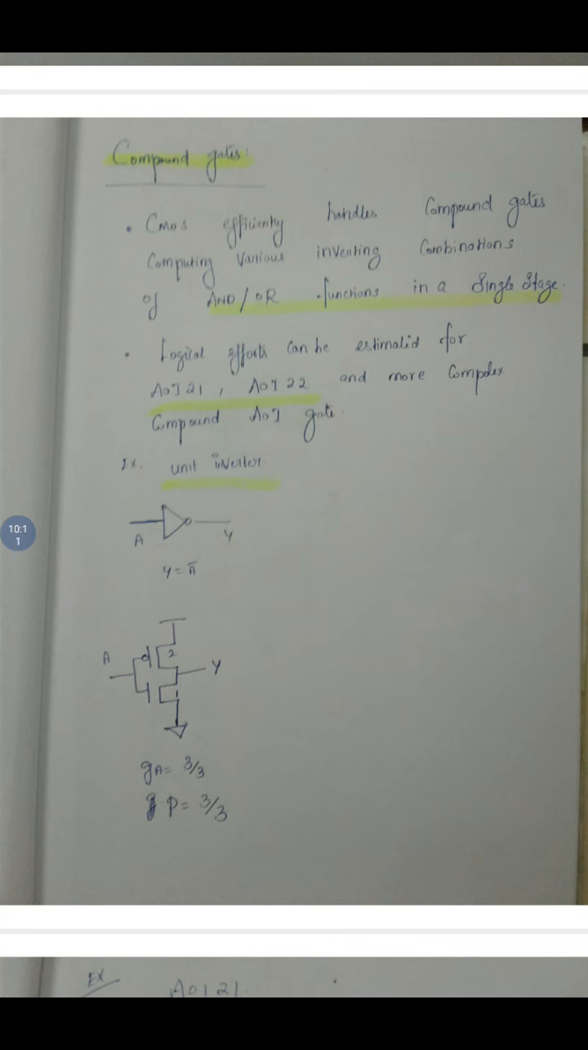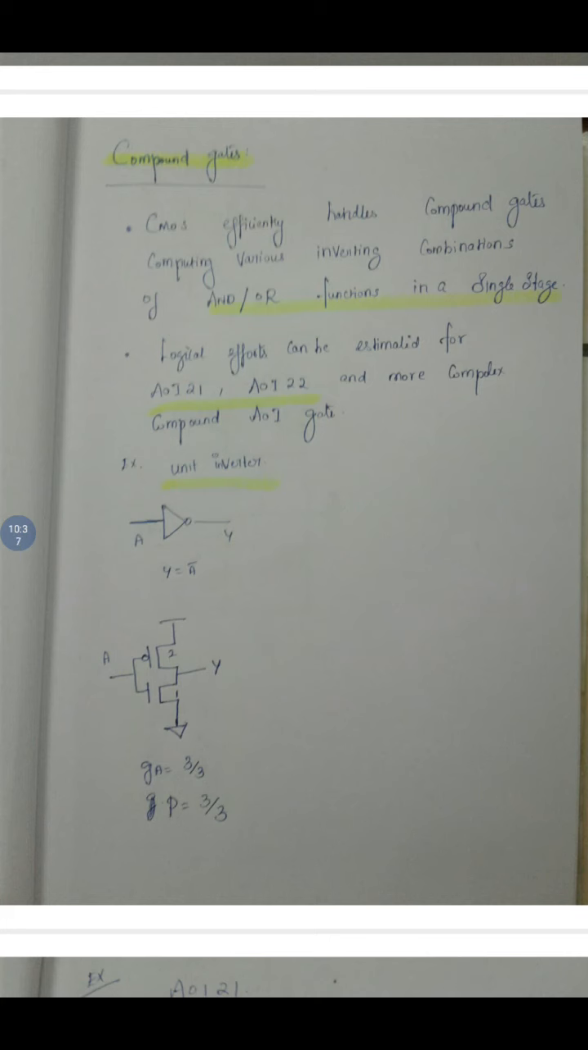So here is an example given for a unit inverter. We know how to draw an inverter. It is a PMOS connected with an NMOS, and then for the logical effort at the input, since the inverter has only one input, the logical effort of the inverter is, see, the input capacitance, the normalized value, is 3.